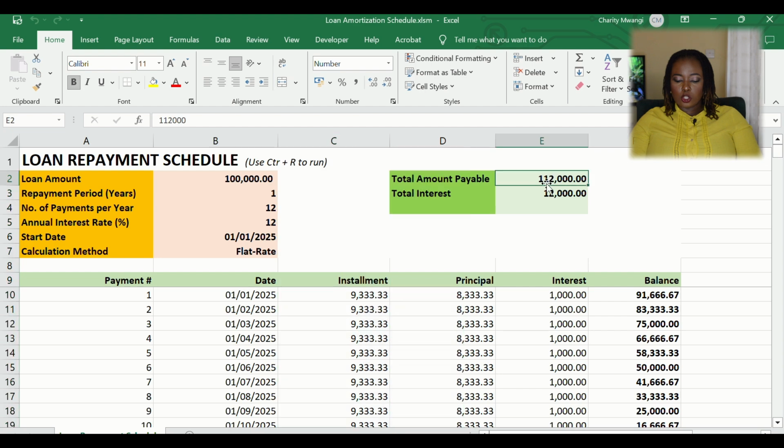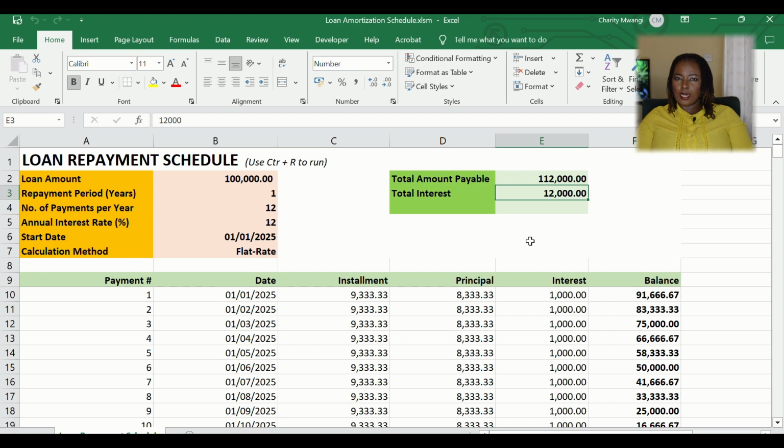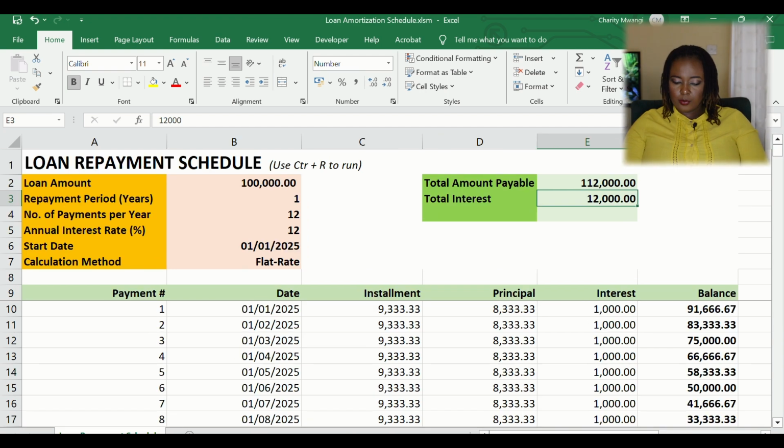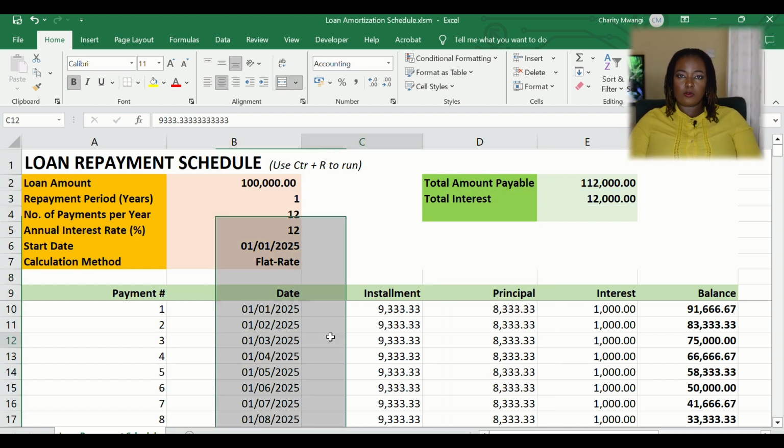So there is a total interest and total loan amount payable at the end of the period. So you borrowed 100,000, but you'll end up paying in total 112,000 at the end of the 12 months, and the total interest that you'll have paid is 12,000. Yeah, so that's the flat rate method. And of course, this column shows the months for the repayment period.